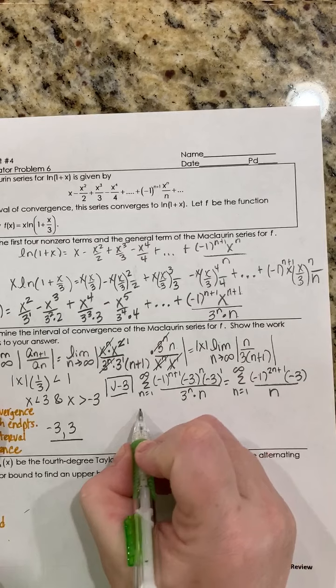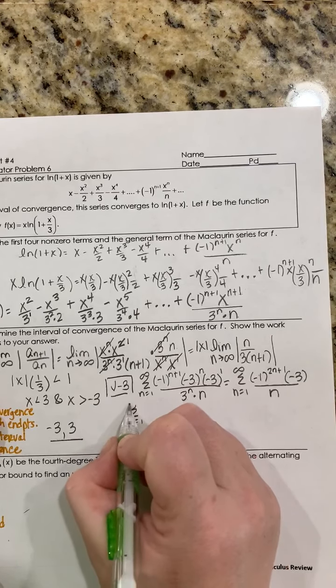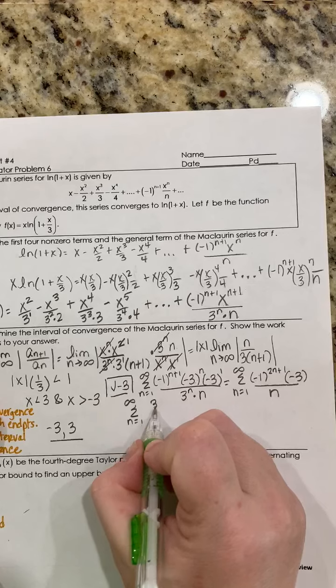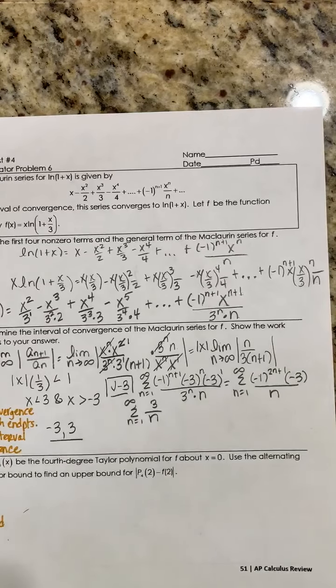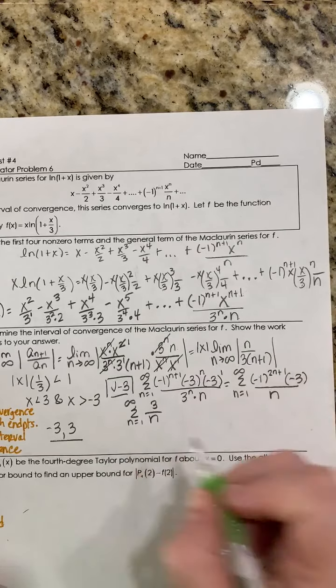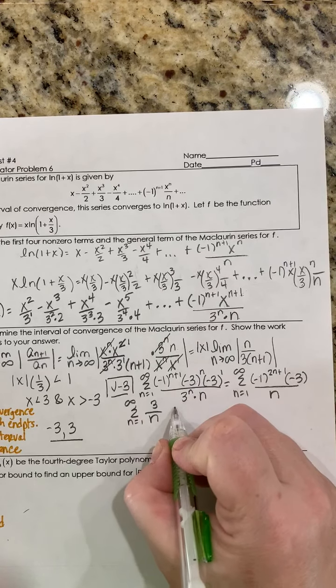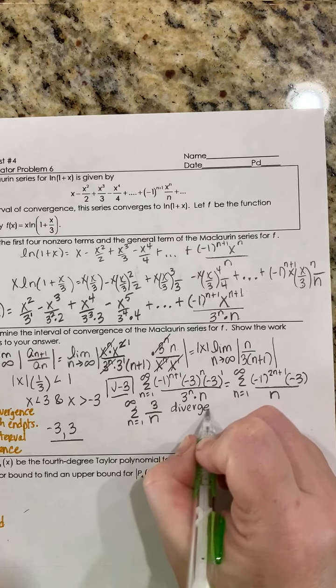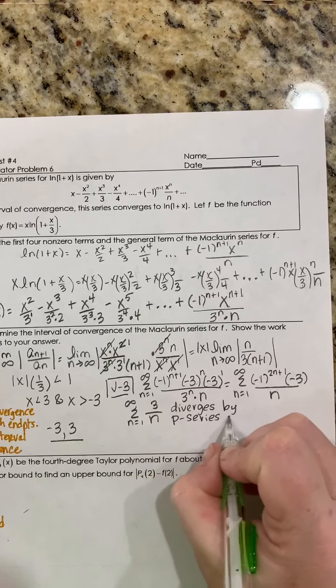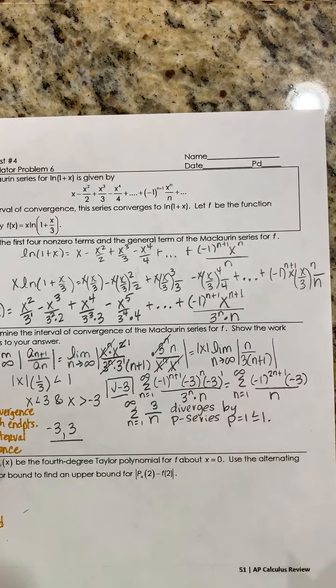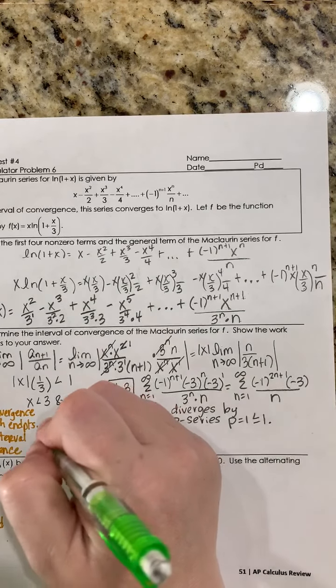So my new summation is just 3 over n, which I could pull that 3 out front. And what does 1 over n do? Well, in our class, we proved that it diverged by integral test. We also proved, then I showed you, p-series. We did this one several different ways. So this one diverges by p-series. P is equal to 1, which is less than or equal to 1. So -3 diverges.